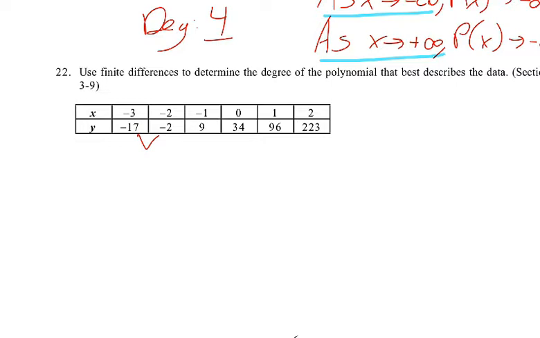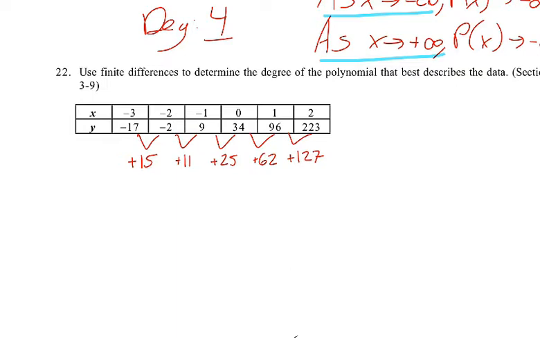Now for our y values, we go from negative 17 to negative 2, which is a change of plus 15. Make sure you're identifying that it's a positive change or a negative change. To go from negative 2 to 9, it's a change of plus 11. From 9 to 34, it's plus 25. From 34 to 96, that's plus 62. And from 96 to 223, it's plus 127.